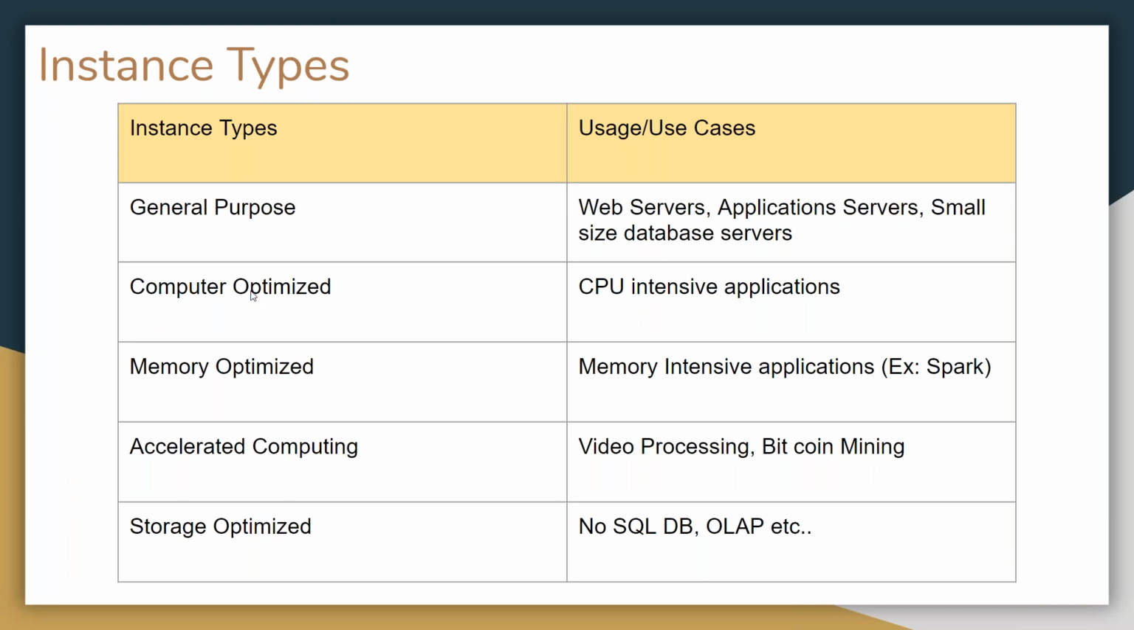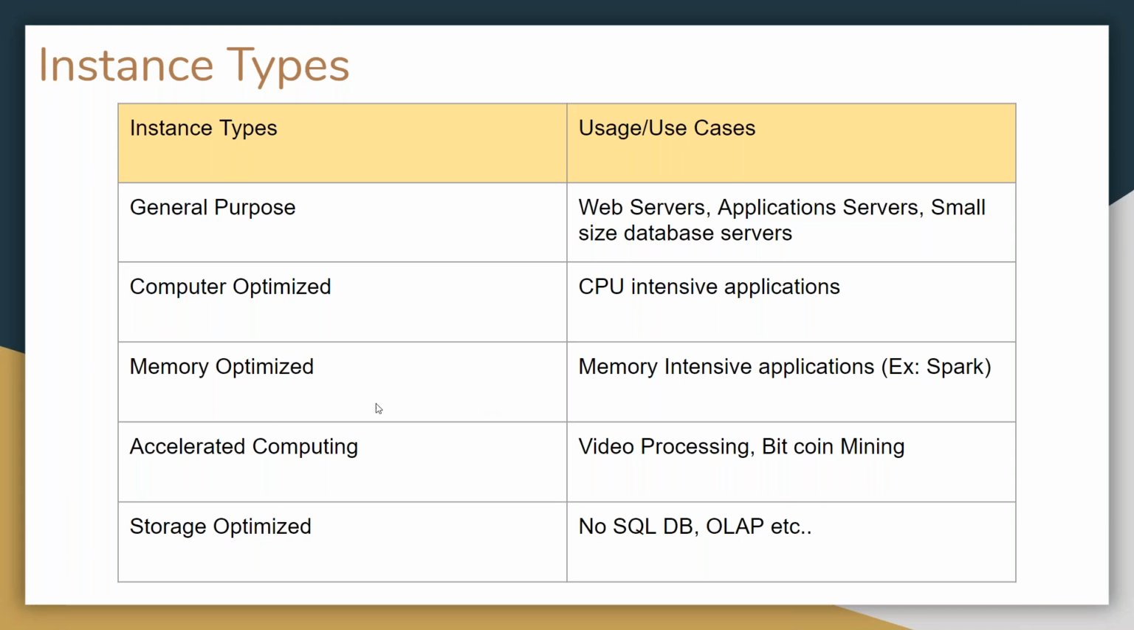You have general purpose, where you can deploy web servers, application servers, and if the database size is very small, you can still go with general purpose. But there are compute optimized instance types, where you need more CPUs, more cores. That is when your application requires a lot of CPU operations. In that case, you have to go with these compute optimized instance types.